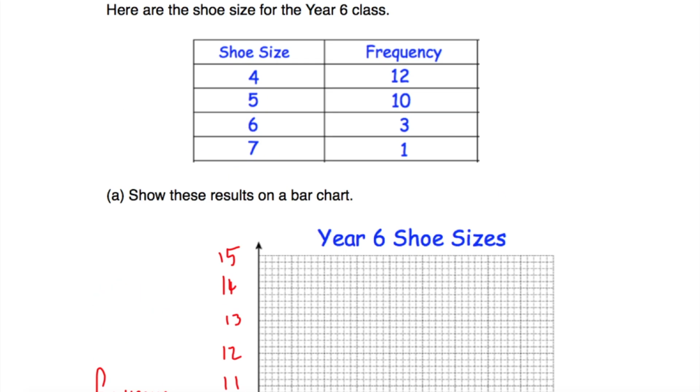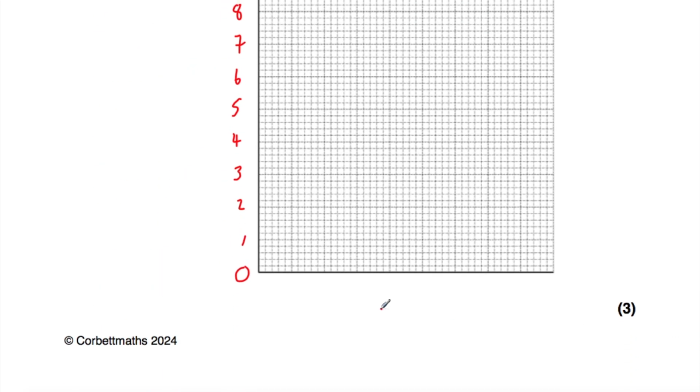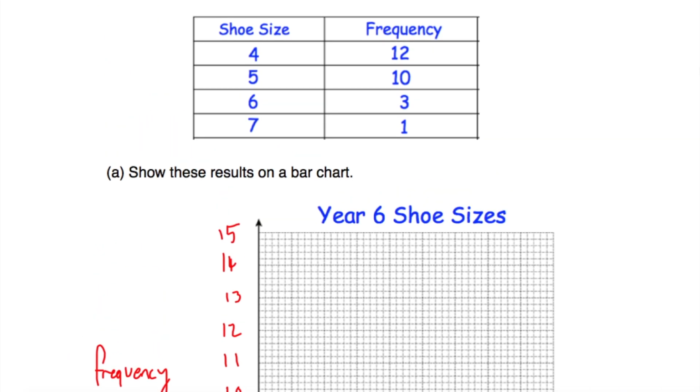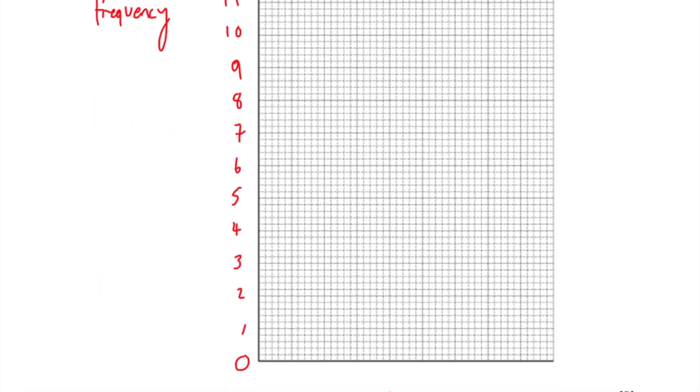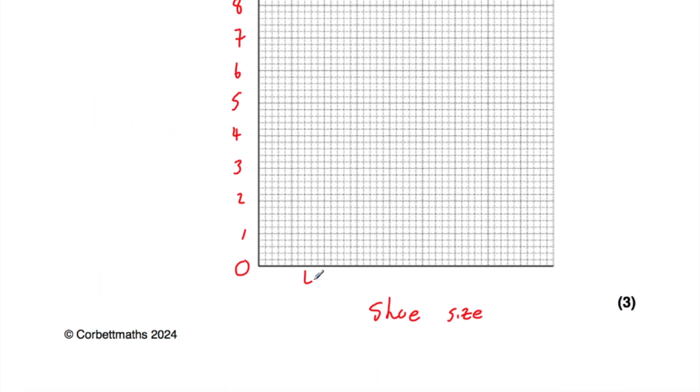And then going across horizontally, we've got shoe size. So let's write shoe size. And in terms of the shoe sizes, the smallest shoe size is a 4 and the biggest one is a 7. So I'm going to put a 4 in here, a 5 in there, a 6 in there, and a 7 in there. So I'm going to do a bar for size 4 students in here, size 5 in here, size 6, and in here, size 7. And I'm leaving a gap in between them.